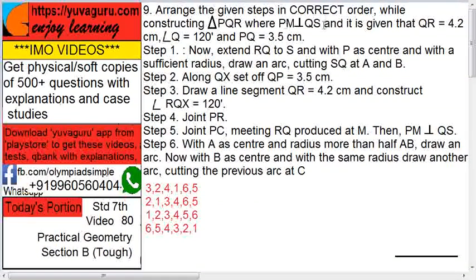Arrange the given steps in the correct order while constructing triangle PQR, where PM is perpendicular to QS and it is given that QR equals 4.2 centimeters, angle Q equals 120 degrees and PQ equals 3.5 centimeters. So this is the question and these are the steps. You have to arrange them in the correct sequence.